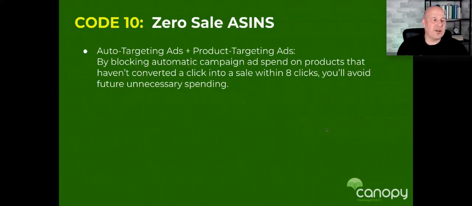All right, final one as far as the PPC cheat code number 10. This has to do with zero sale ASINs. These can be from sponsored product automatic campaigns. They can be ASINs that show up as search terms. It can be from product targeting ads, could be category targeting ads.